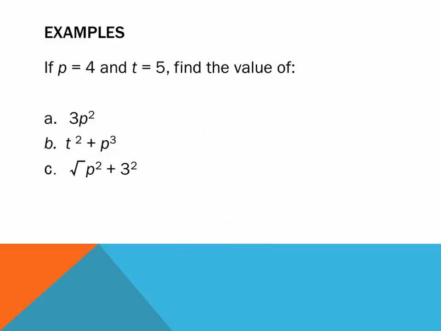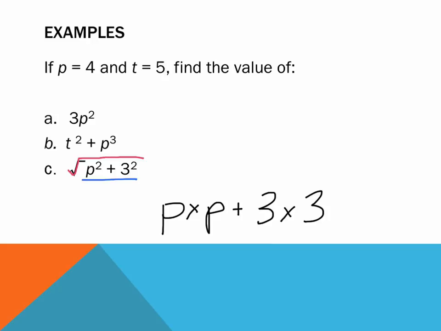Okay, this symbol that I have in here is called a square root symbol. We'll need our calculator to do this. First off, we have to work out what's in there, and then we need to find the square root of it. So I've got p squared, so p times p, plus 3 squared, so 3 times 3. p equals 4.